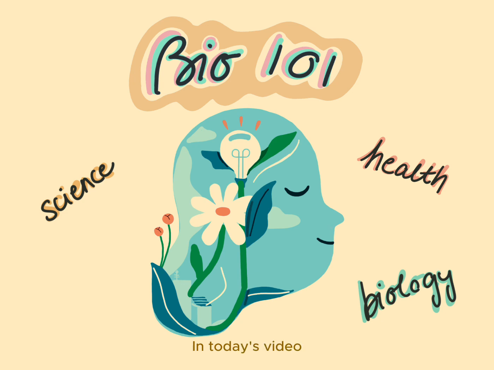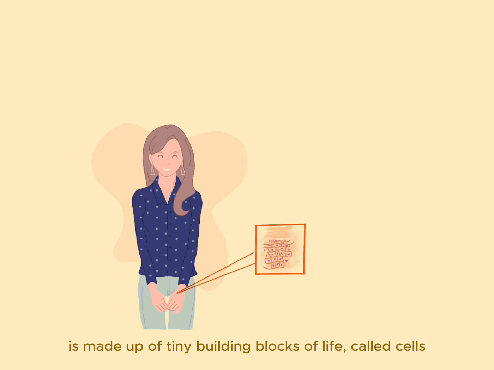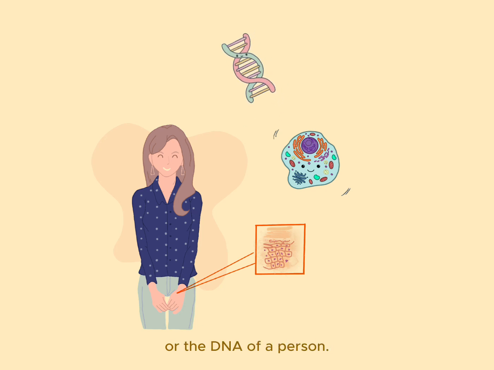In today's video we are going to look at oncogenes and we are going to explain their role in developing cancer. The human body is made up of tiny building blocks of life called cells that contain the genetic information or the DNA of a person. Cells perform essential functions to keep our body healthy.